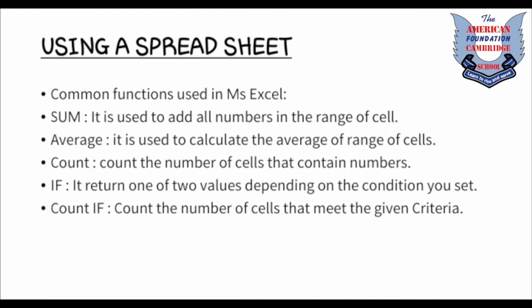Common functions used in Microsoft Excel. The first is sum. I already explained sum to you. This is to add the numbers in the range of cells. Average is another function we use in Microsoft Excel, and it works the same as sum. It is used to calculate the average of a range of cells. Count counts the number of cells that contain numbers. It will just count the number of cells that are not empty.